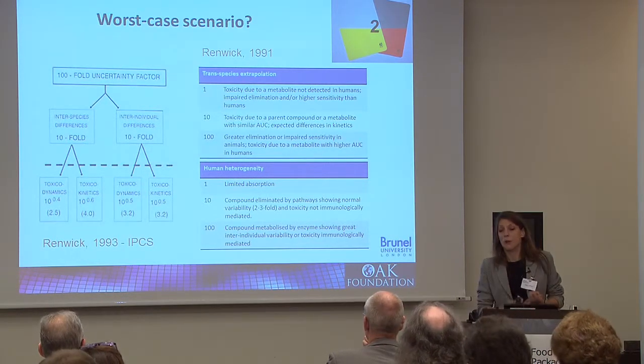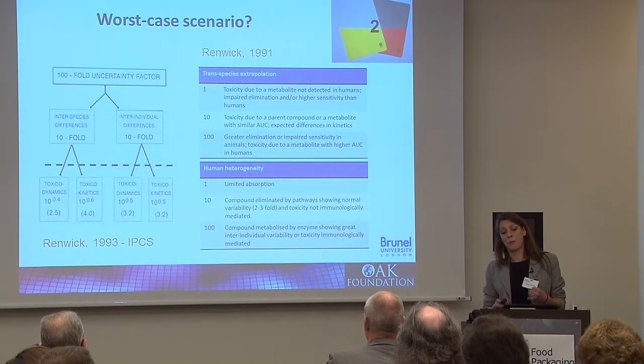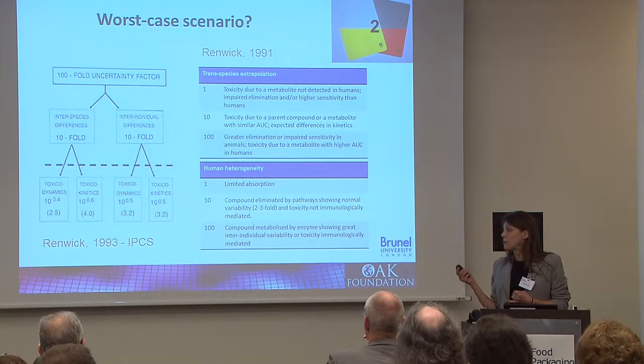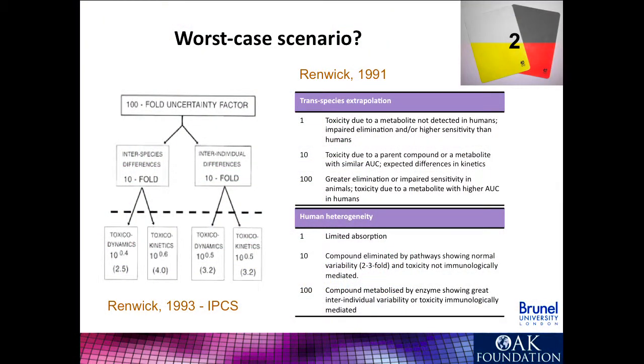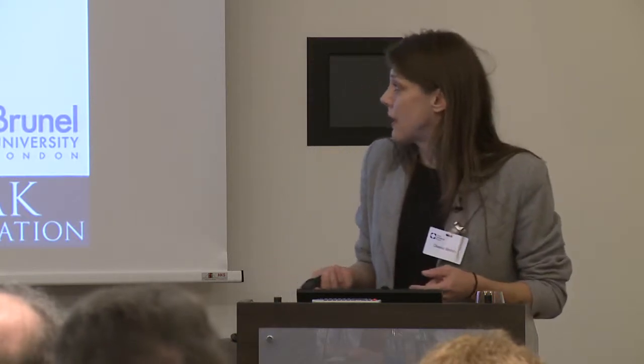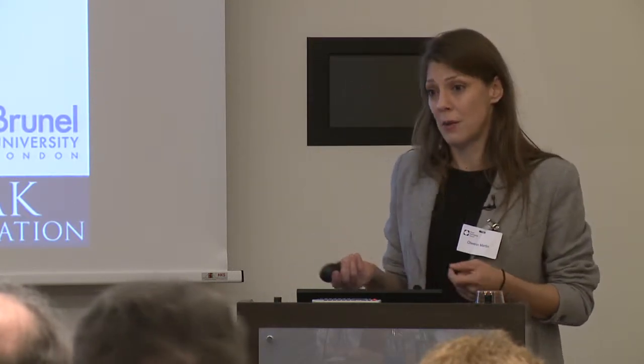Secondly, the idea is that it's a worst-case scenario. If you go back to the paper that was published by Renwick in 91, before he proposed his scheme in 93, he based his data on a limited data set that he'd collated about these differences between species and within humans for a relatively small number of substances. Based on that, he decided that the value of 100, or 10 by 10, was an adequate scenario, not a worst-case scenario. On the basis of his database, for a worst-case scenario you'd end up with a value of 10,000 and not 100.